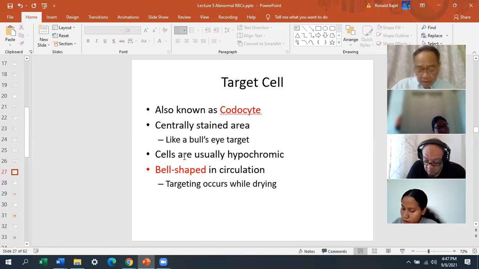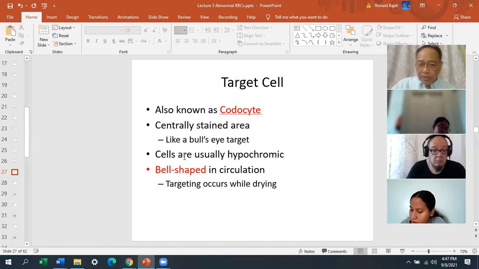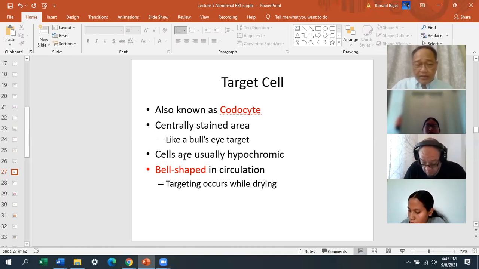So the shapes of the red blood cells. If I ask you, what is the shape of a normal red blood cell? What would you tell me? Biconcave. Correct. Biconcave disc. I could ask you, what is the shape of a target cell? You would tell me that it's bell-shaped. Now you wouldn't say target cell. Well, it looks like a target. No, I'm asking what the shape of the actual cell is. The shape of a target cell is a bell shape, but on the smear, when it's stained, it looks like a bullseye target, because the targeting occurs while it's drying. It's almost kind of like an artifact. That's what it looks like.